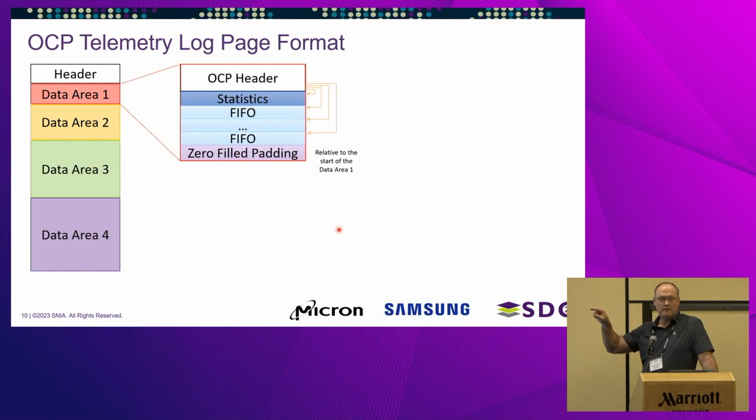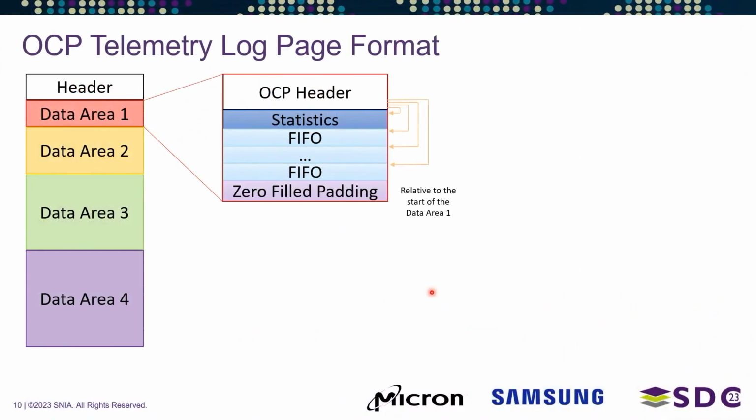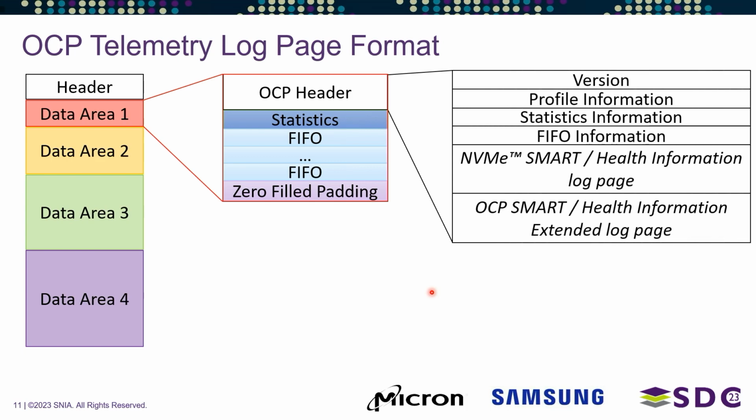Now, there we are. So one of the things the header is going to do is to tell you where these things are relative to data area 1. So it'll say, hey, here's where the statistics are and how big it is, and then how many FIFOs are in here and where they are located. So if we want to dive into the statistics or the header first, I'm getting ahead of myself.